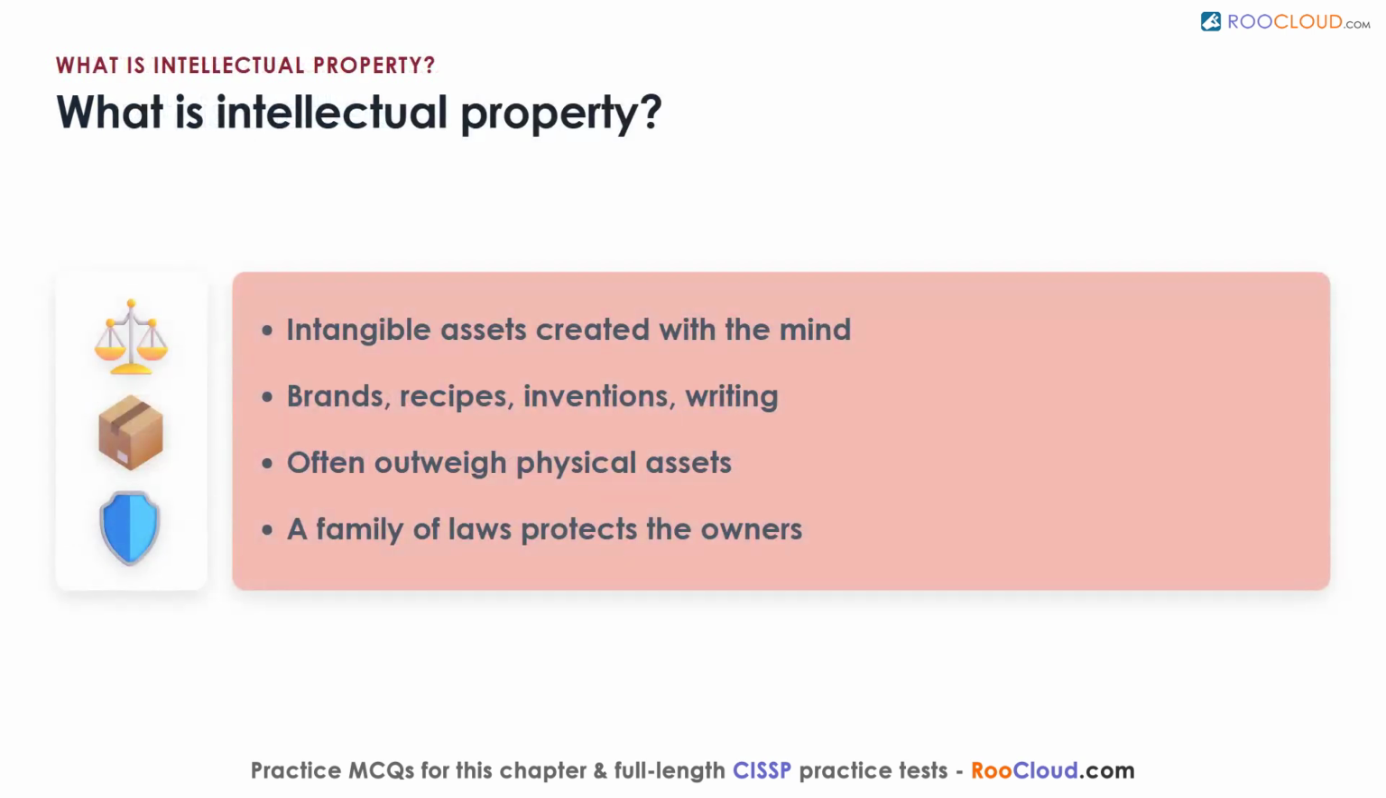What is intellectual property and why does it matter? It is the collection of intangible assets a company creates with its mind rather than its machines. A recognizable brand, a secret recipe, a clever invention, a body of writing. These are all intellectual property. As economies shift from making goods to providing services, these assets often outweigh the physical ones. A whole family of laws exist to protect the owner's rights. Think of it as fencing off the products of imagination so that others cannot simply harvest what you created.